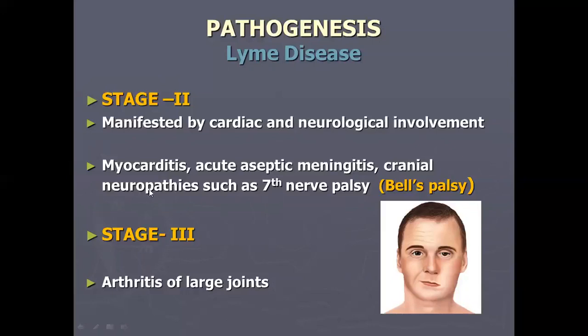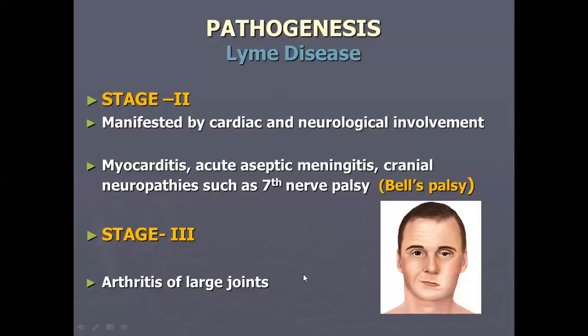Now, there is cranial neuropathy, and particularly in the second stage this organism causes damage to the 7th cranial nerve, and that's what is called Bell's palsy. You see the symptoms of bilateral facial palsy, which is the characteristic outcome of this disease in the second stage.